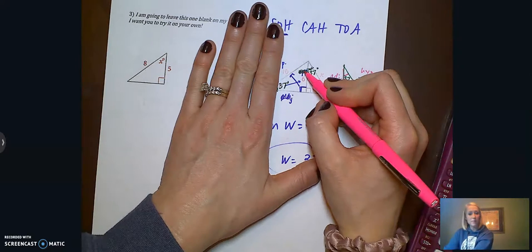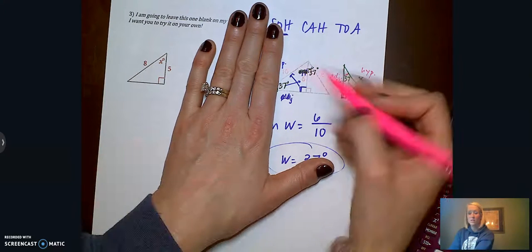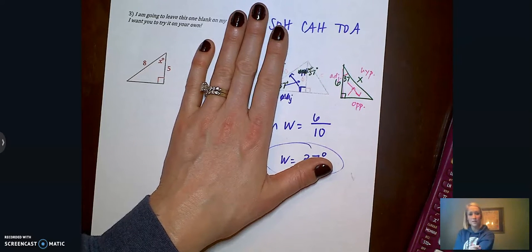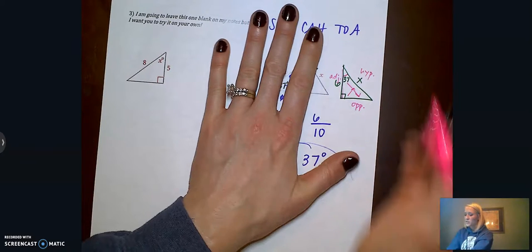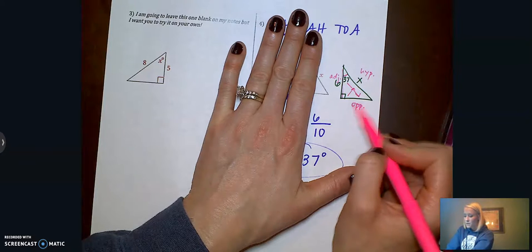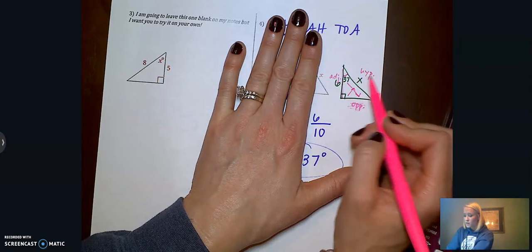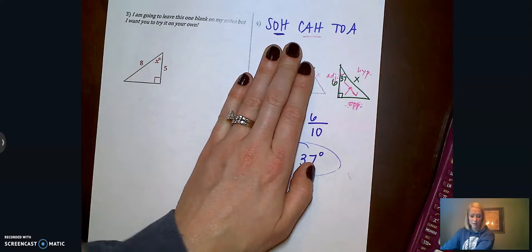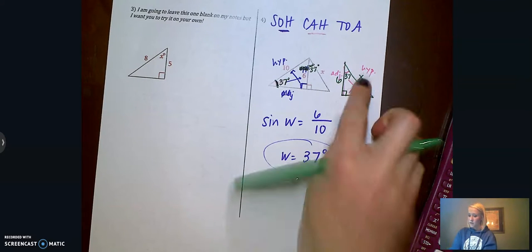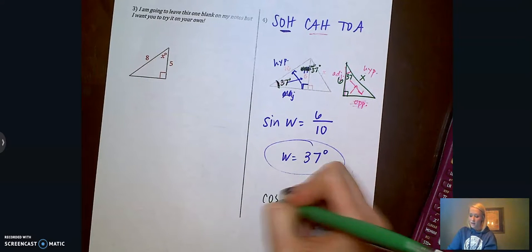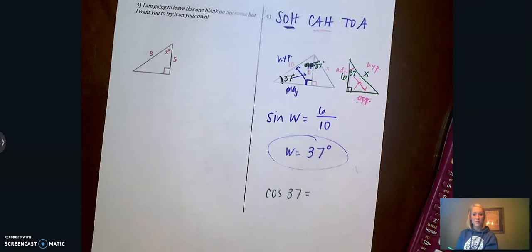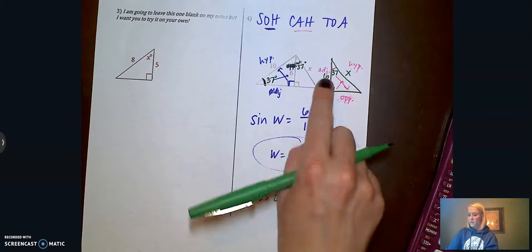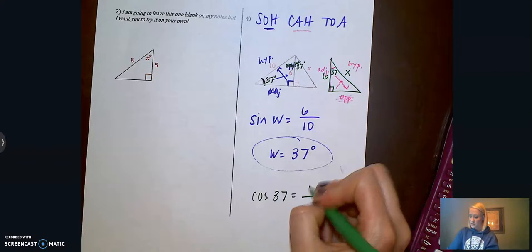Okay, don't just use the label from the other side. 6 is no longer the opposite leg. It's now the adjacent leg because I'm looking at that top angle 37. That will change. Okay, I'm not doing the opposite here. There's no label. So it's adjacent and hypotenuse, which is cosine. So to solve for X, I'm going to do cosine of my angle, 37. Cosine is always adjacent over hypotenuse. So 6 over X.